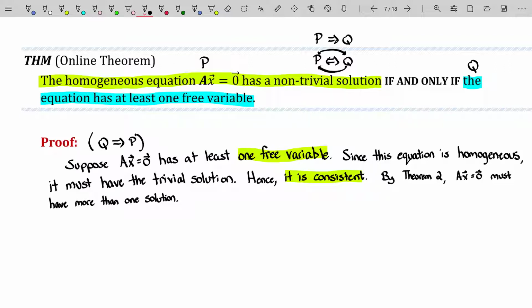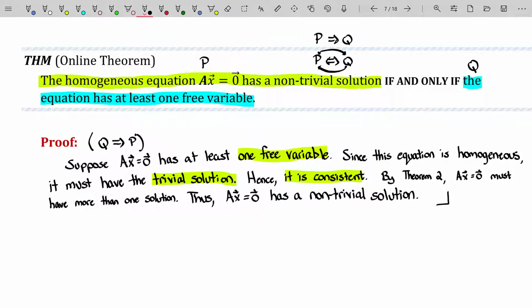Because we know that Ax equals 0 has the trivial solution. And we just need some other solution. Once we get one more solution, we will have a non-trivial solution. Thus, Ax equals 0 has a non-trivial solution. And that is the proof of Q implying P. The equation has at least one free variable, therefore it must have a non-trivial solution. And when I say the equation, I mean the homogeneous equation has at least one free variable, then that homogeneous equation has a non-trivial solution.